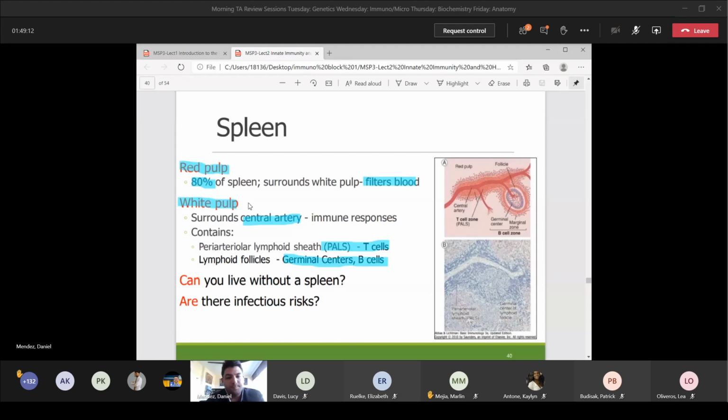The white pulp, you have two sections. You have your PALs, which is your T cells, and your germinal centers, which is your B cells. So just make sure you know those two sections, and that occurs in your white pulp. So you're not going to have an immune response in the red pulp. You can have the action of the immune system occur in the white pulp, but not in the red.